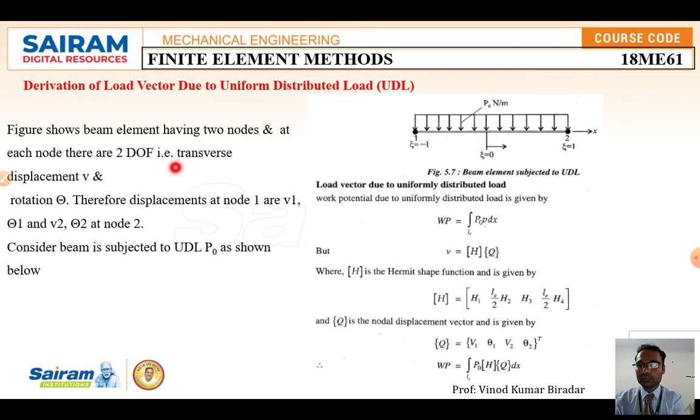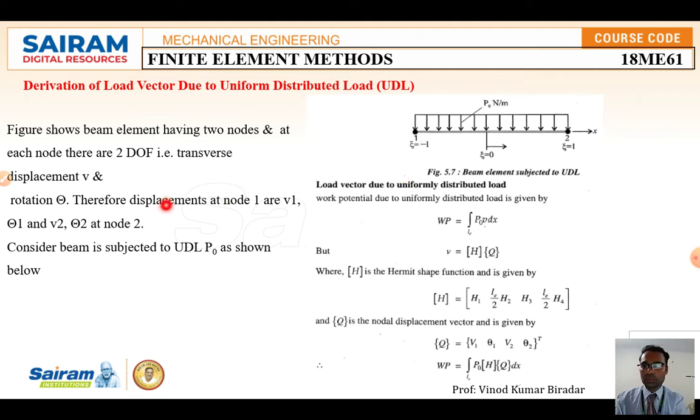The transverse displacement is V, and the rotational displacement is theta. Therefore at node number 1 the degrees of freedom are V1, theta 1, and at node number 2 they are V2, theta 2. The total number of displacements present in this beam element is 4. V1 is called the vertical translation displacement, and theta stands for the rotation displacement. You have to remember that.